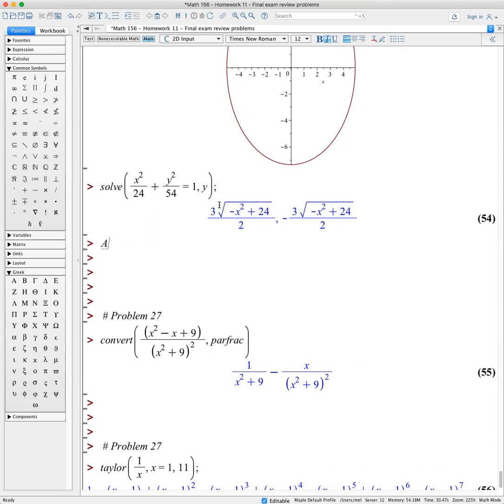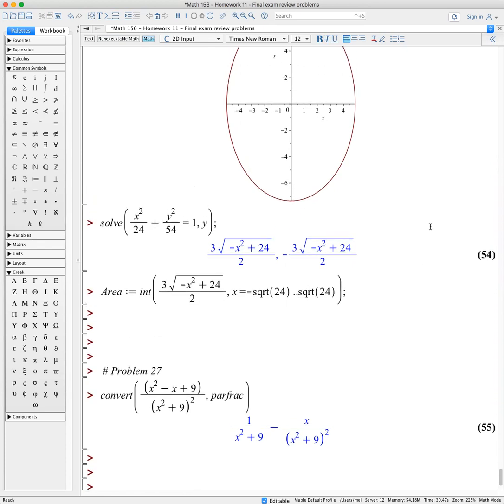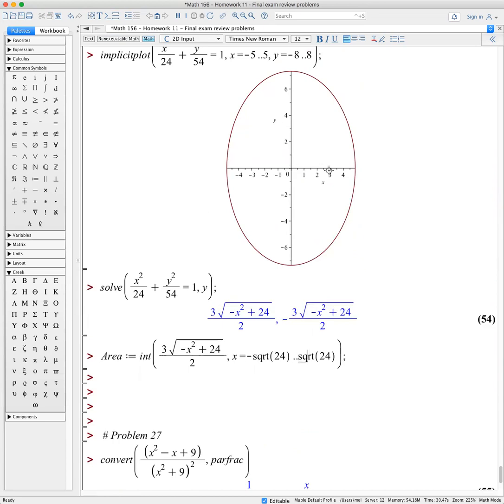So my area is going to be the integral. I can take this function and integrate it from x equals minus the square root of 24 to plus the square root of 24, and that'll give me the area under this curve and above the x-axis.